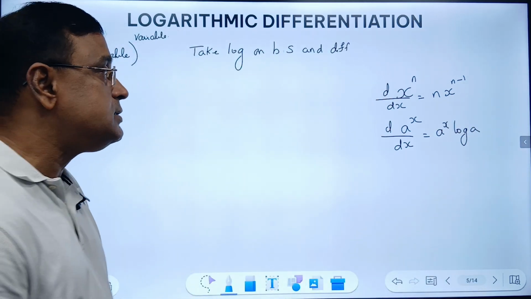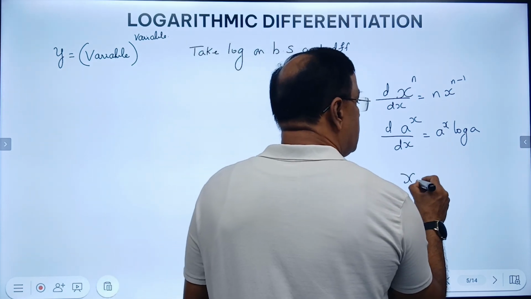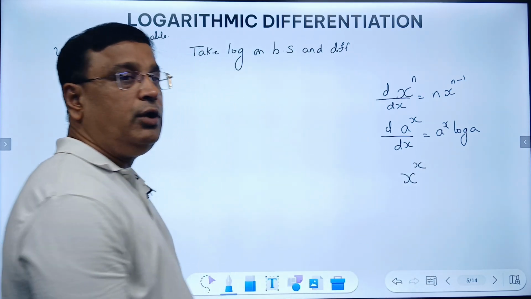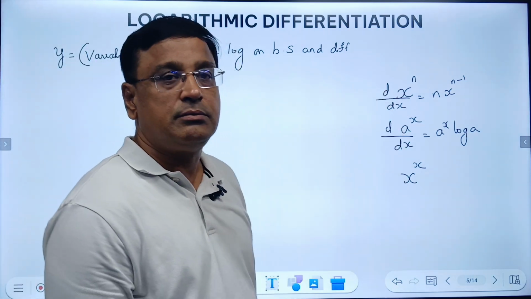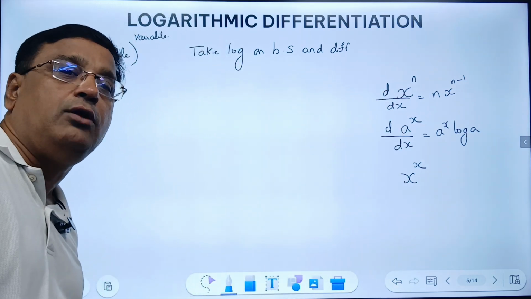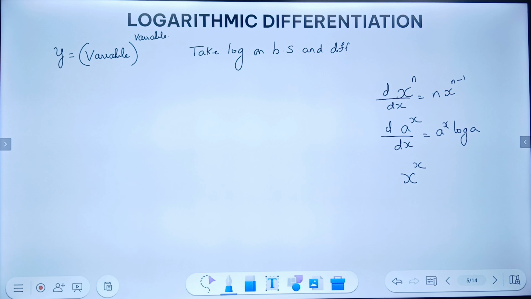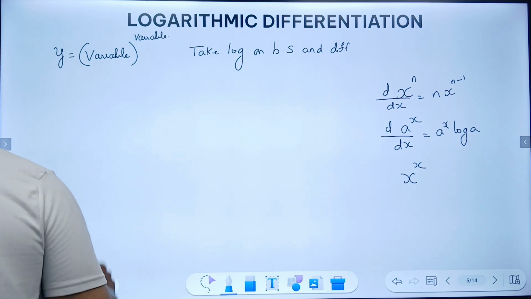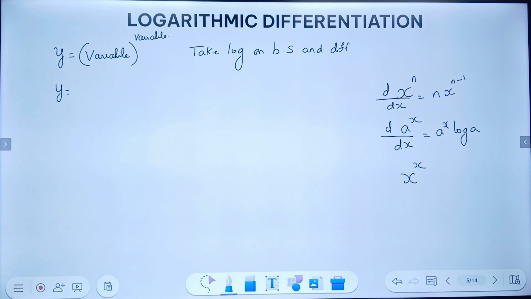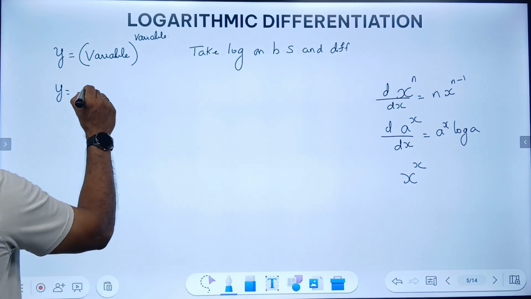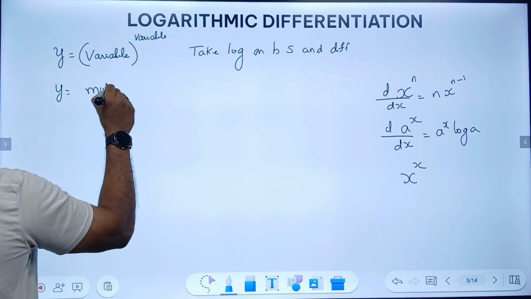But the problem arises if I have x raised to the power of x. When you have variable raised to the power of variable, neither I can use this nor this. So what I should do, I have to take log on both sides and differentiate. There's no other go. Okay. Now, you can also do log on both sides and differentiate. Okay. Under these situations. Okay. Not necessarily variable raised to the power of variable. You can also take log on both sides and differentiate when you have multiples of function.